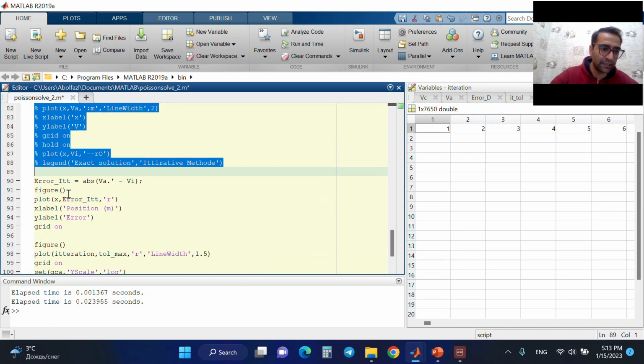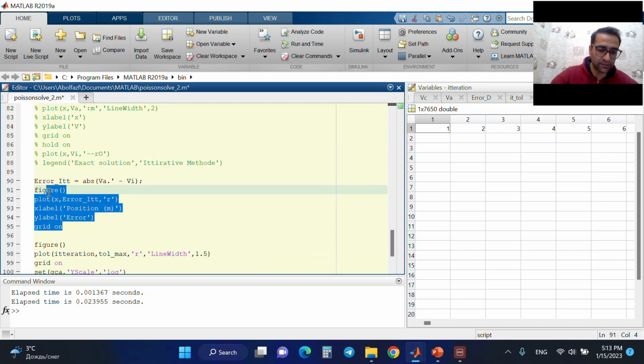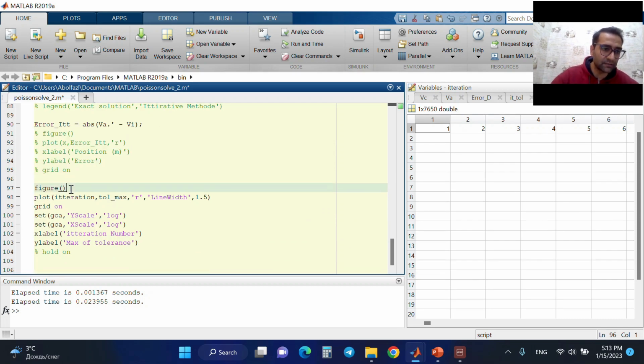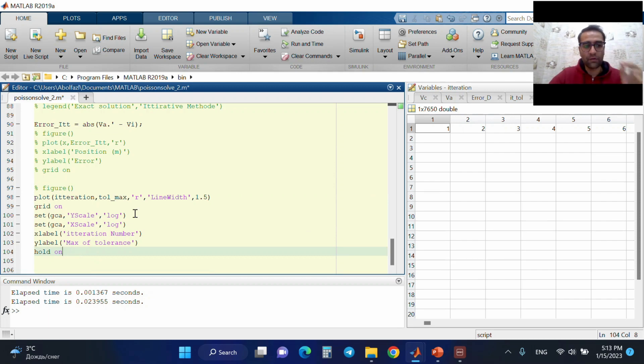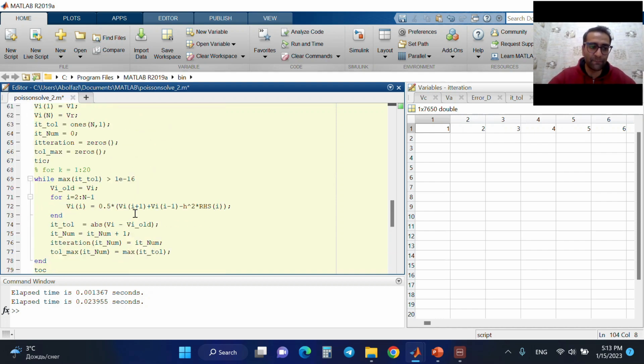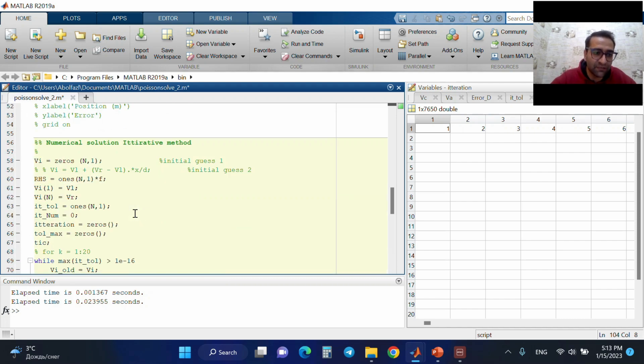Control R, and another is here. Control R. And let me disable this command and put a hold on here. I want to show you how the convergence looks like. I mean, how the convergence appearance is when the initial guess is something different.